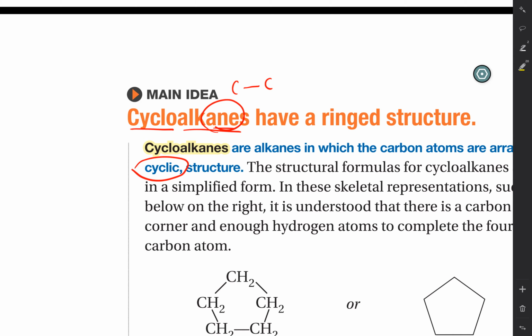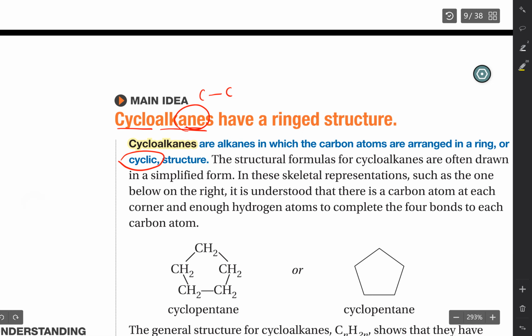What is important here, you should not confuse cycloalkane with the benzene ring, especially cyclohexane. The structure of the cyclohexane is like this. We have only single bonds between the carbon and carbon, and each carbon is bonded to two hydrogens. This is cyclohexane.